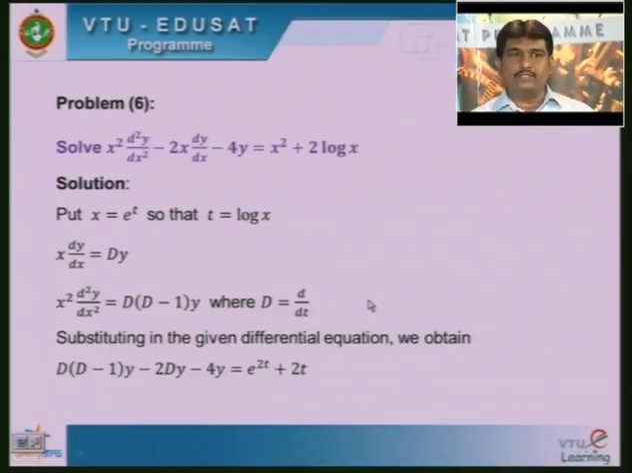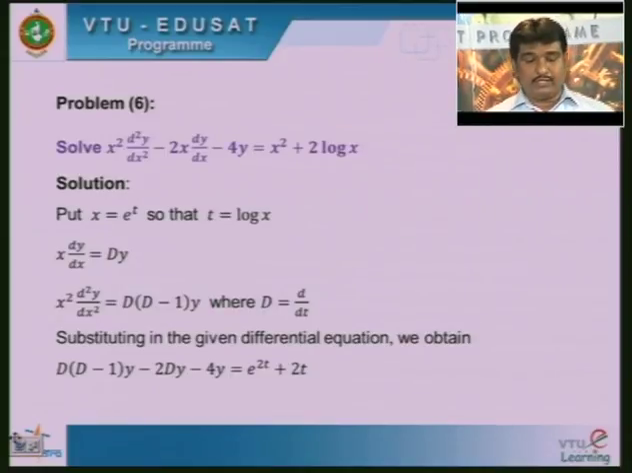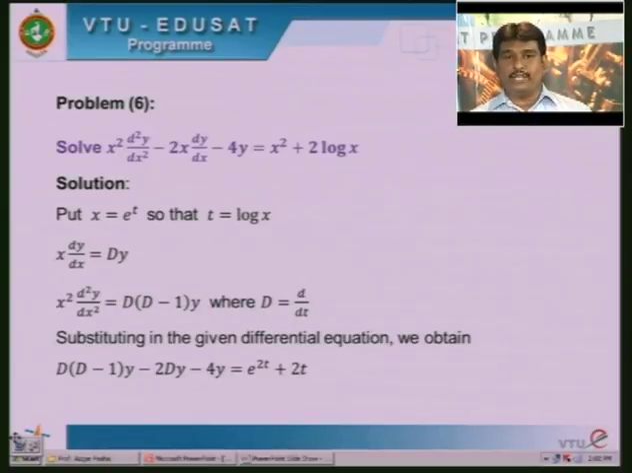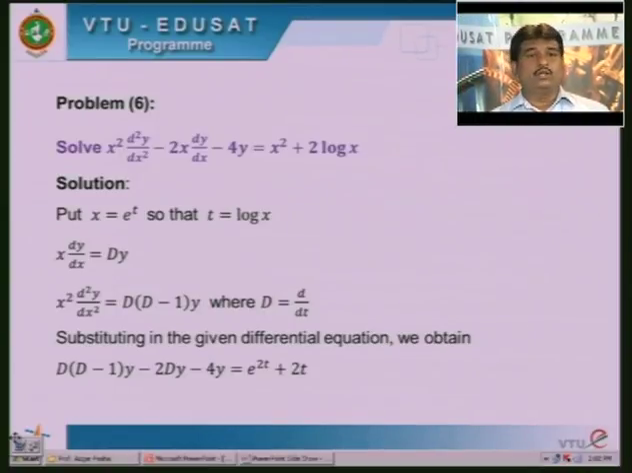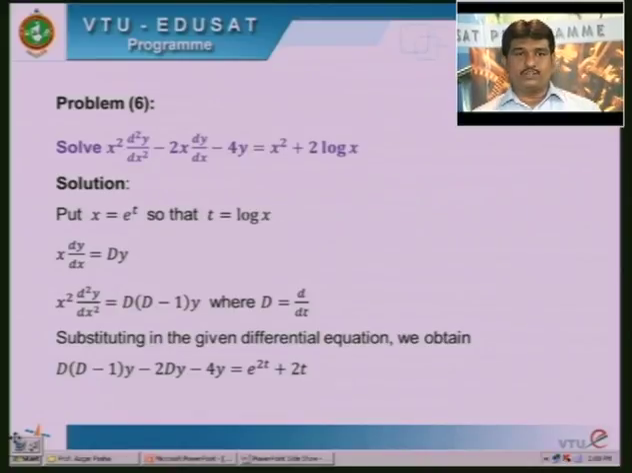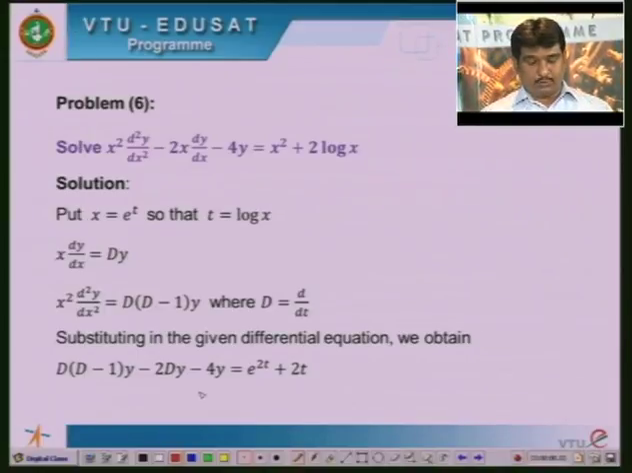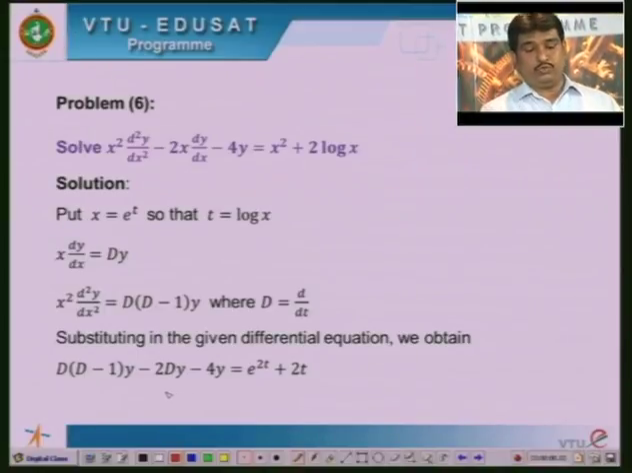Now problem number 6. Solve x square into d square y by dx square minus 2x into dy by dx minus 4y equals x square plus 2 log x. Okay, RHS contains terms independent of y, and LHS is, of course, a Cauchy's differential equation. It can be reduced to a differential equation with constant coefficients using the substitution x equals e to the power of t.